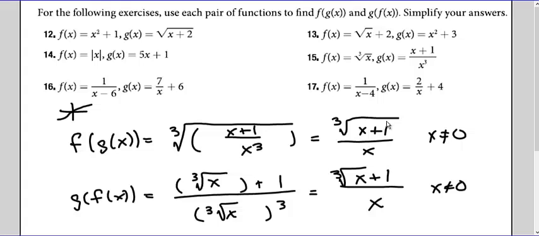I guess we do have this additional thing that x has to be greater than or equal to negative 1. That's so that we get a... Oh, I keep forgetting this is cube root, not the square root, so either way is fine. Okay.